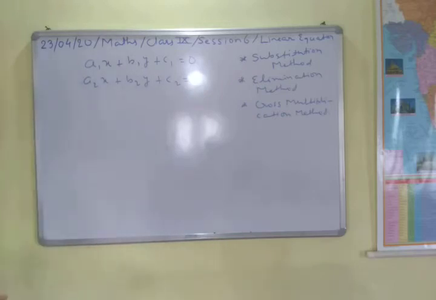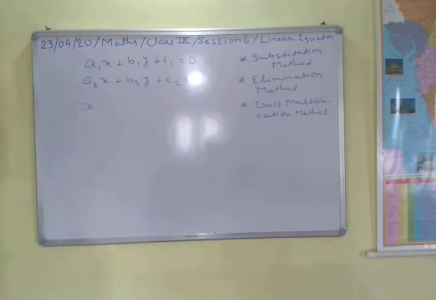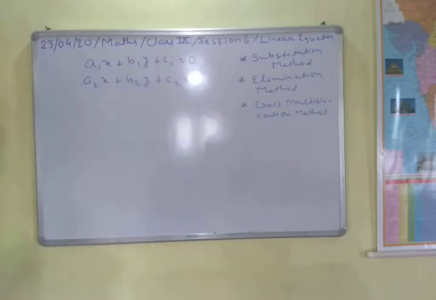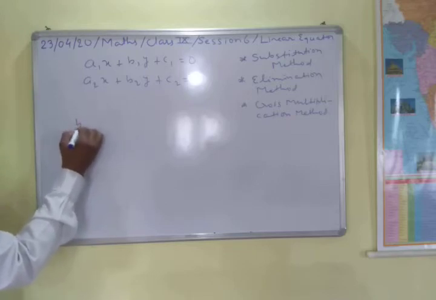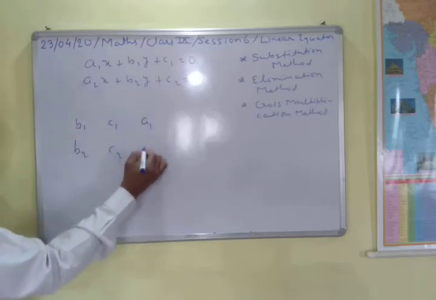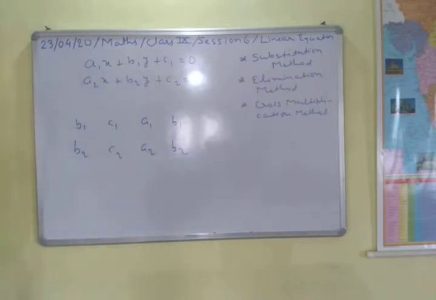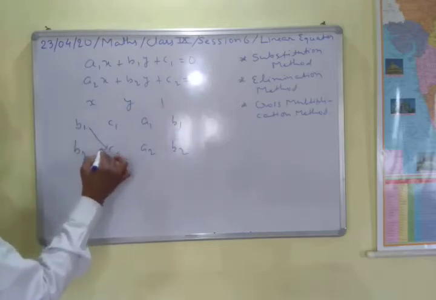The solution will be as follows, and there is a shortcut method in this case. For example, write b1 b2 c1 c2 a1 a2 and then again b1 b2. This is how you will write, and then you will get the values of x, y and 1. This will be x, this is y, and this is 1. So it will be like this.